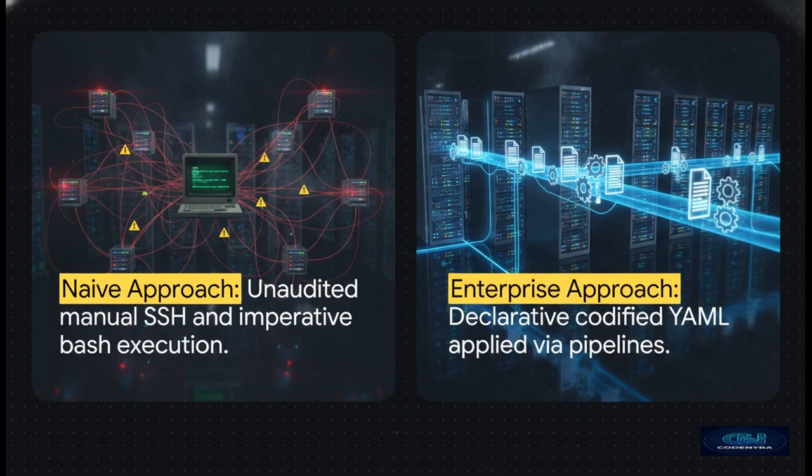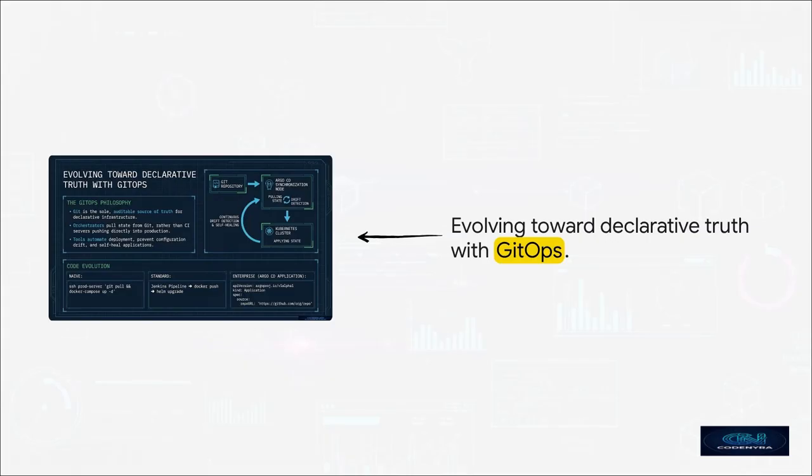To truly scale, the enterprise must completely evolve away from the naive approach of manual SSH and imperative bash typing. The standard must become declarative infrastructure, where codified YAML blueprints are applied strictly via automated pipelines. Exactly. And this declarative truth is exactly how we solved the outage that started this whole discussion. How do we ensure that a junior developer never accidentally types a docker kill command and corrupts the database? We evolve toward declarative truth with GitOps.